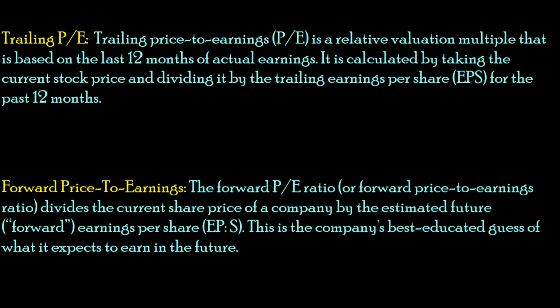Forward price to earnings. The forward PE ratio divides the current share price of a company by the estimated future or forward earnings per share. This is the company's best educated guess of what it expects to earn in the future. However, there are inherent problems with the forward PE metric. Namely, companies could underestimate earnings in order to beat the estimate when the next quarter's earnings are announced. Other companies may overstate the estimate and later adjust it going into their next earnings announcement. Furthermore, external analysts may also provide estimates, which may diverge from the company's estimates, creating confusion.